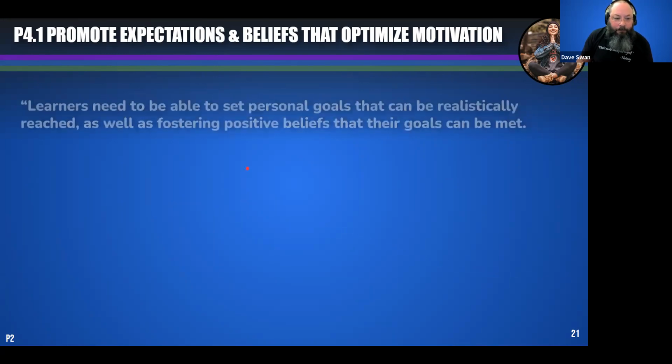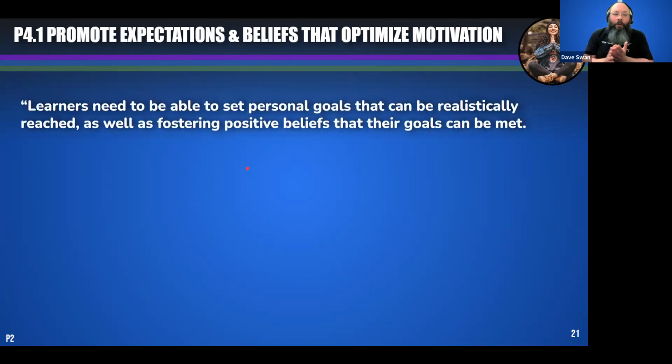All right, so when it comes to promoting expectations and beliefs that optimize motivation, one thing we want to keep in mind is that learners need to be able to set personal goals that can be realistically reached, as well as fostering positive beliefs that their goals can be met. I want to stop for a moment to give ourselves a chance to think about that. So learners need to be able to set personal goals, and that's very important here.